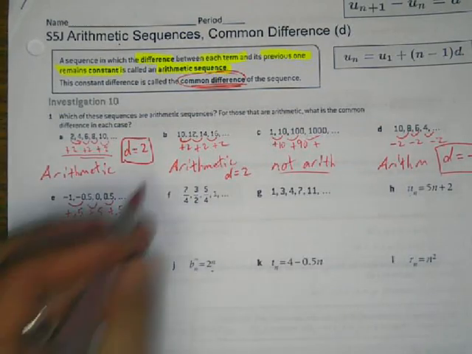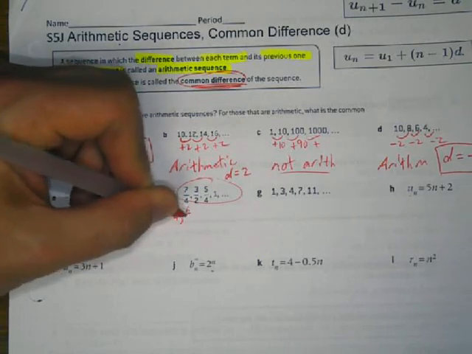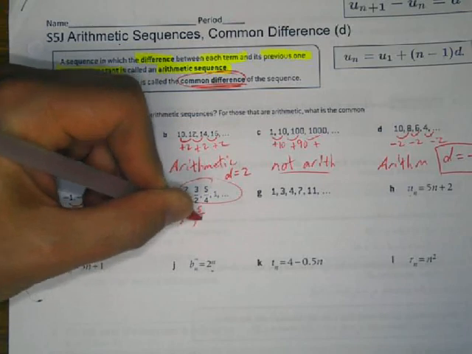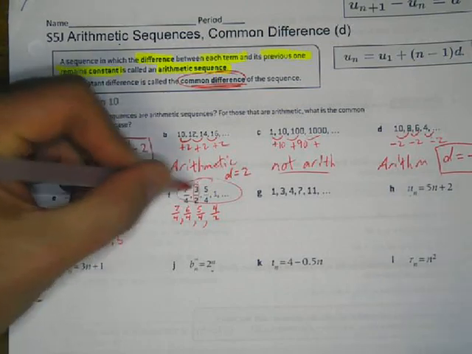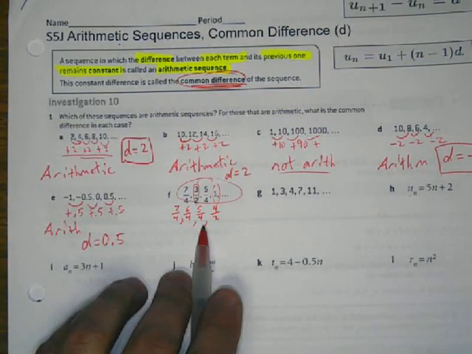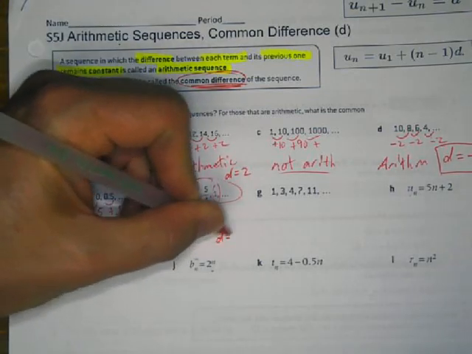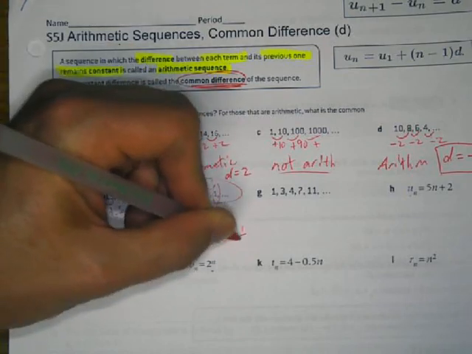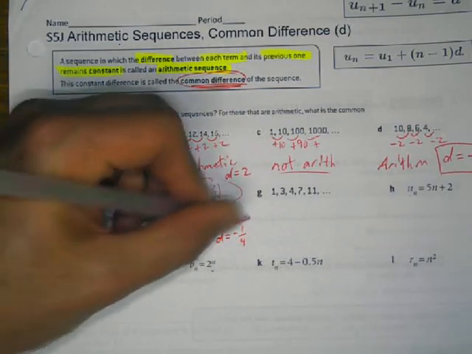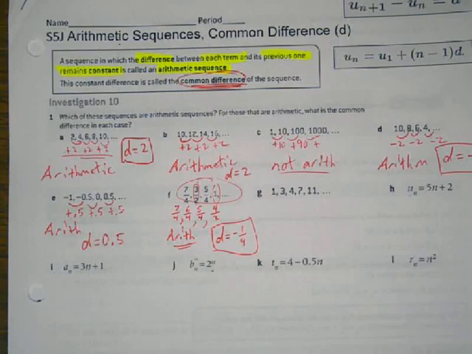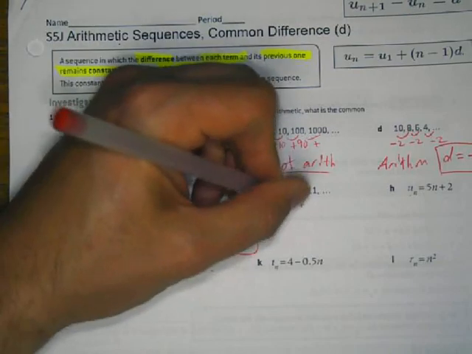Now this one's very interesting, because you could think of this as 7 over 4, comma 6 over 4, comma 5 over 4, comma 4 over 4. They simplified this fraction right here and this one right here. And if you have the common denominator, you can see we're subtracting 1/4 each time, so D equals minus 1/4, and this is arithmetic. This one is plus 2, plus 1, plus 3. This is not arithmetic.